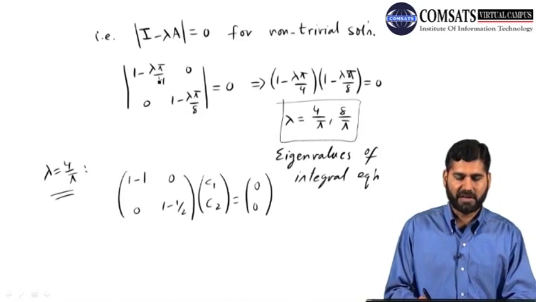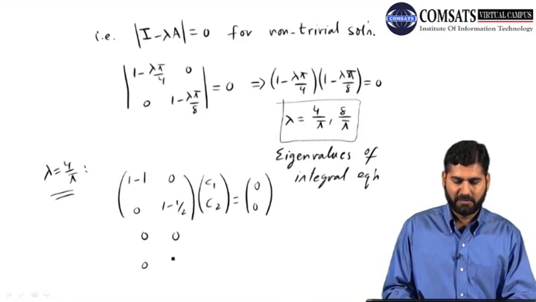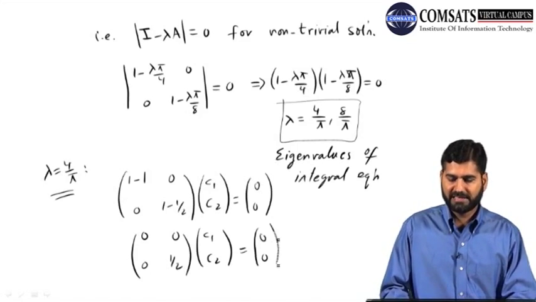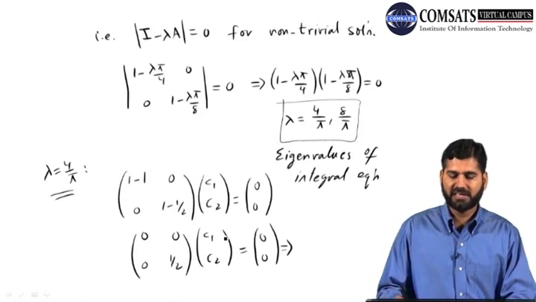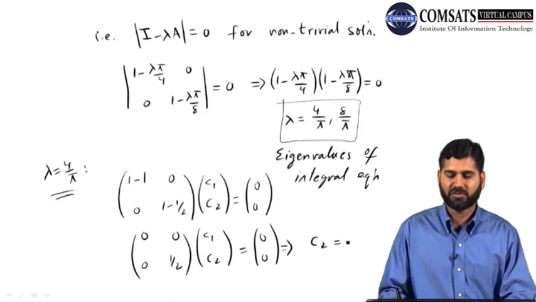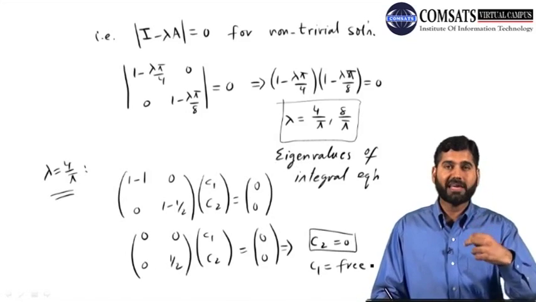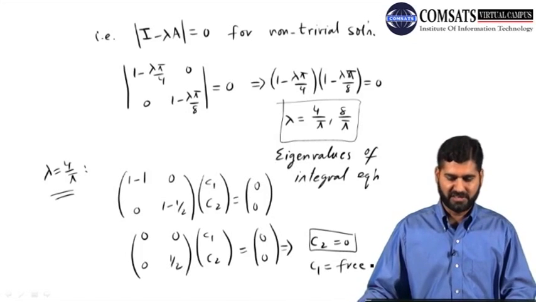I just replace the value of lambda here. So this is 0, 0, 0, and 1 by 2 is equal to 0, 0. And this gives you, first equation gives you nothing, second equation gives you C2 is equal to 0. So C2 is 0 and C1 is free. It can take any value, because I didn't get any value of C1, so it's free. That's why we are getting infinitely many solutions here.